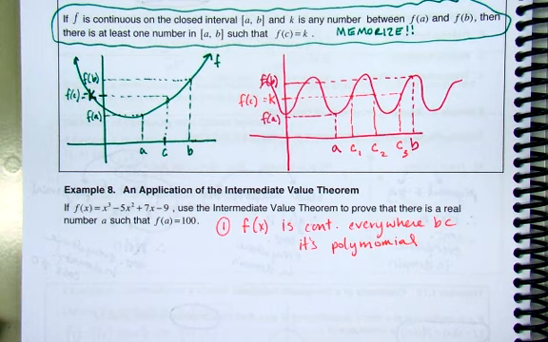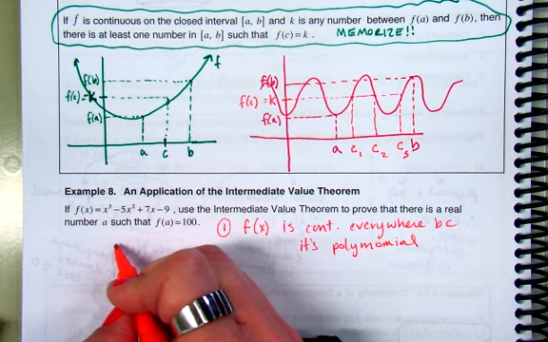Next step, what I want to do is go through and find some values here. I don't know, let's just start picking some.